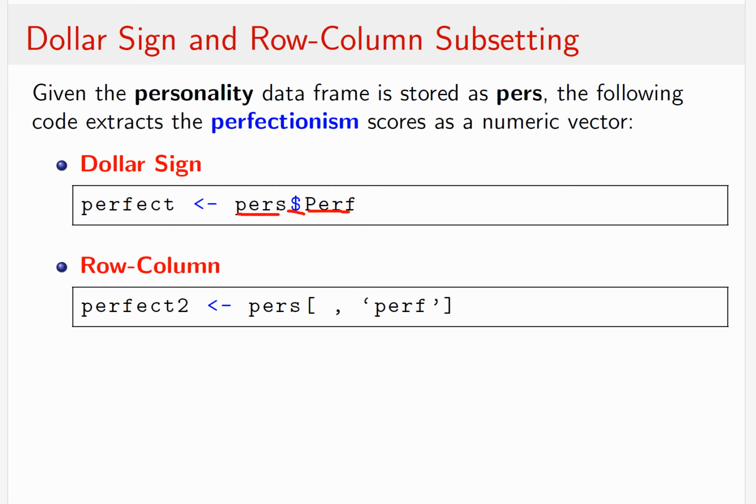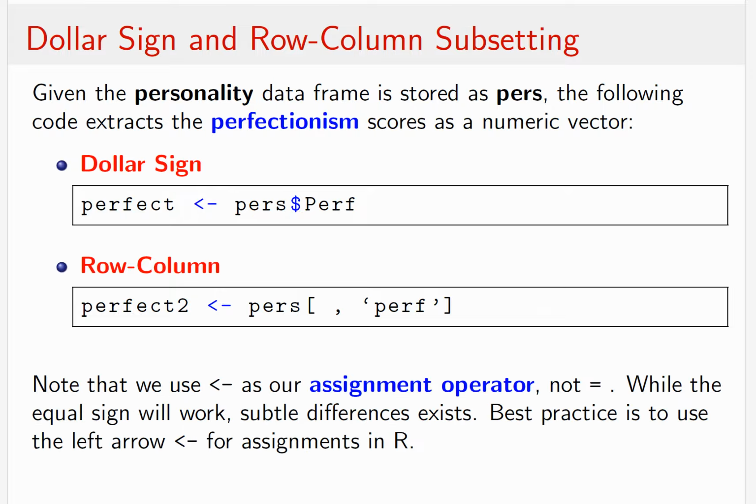However, this won't work. Why? Because the P is capitalized, but the column title is capitalized and I used a lowercase p there. But you just do purse, the table, the data frame name is purse, and then the square brackets, and just leave the row area empty. Just put a space there. It's fine. Why? Because we're not doing anything with the rows. We're just specifically looking for the perfectionism column.